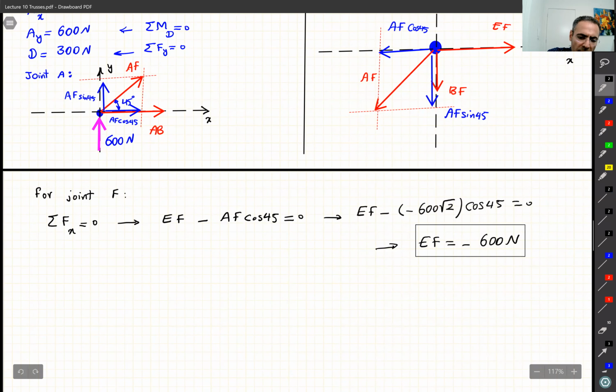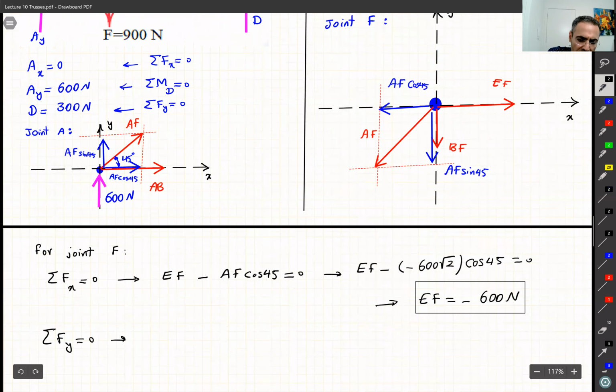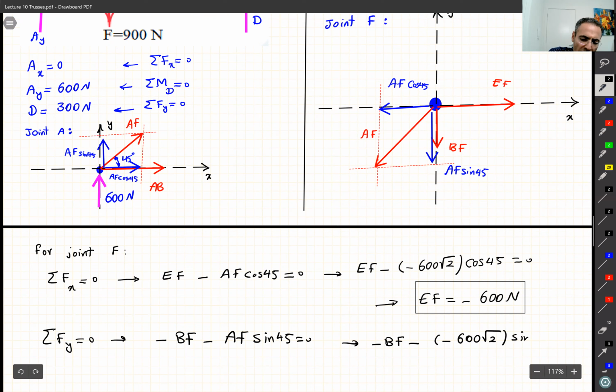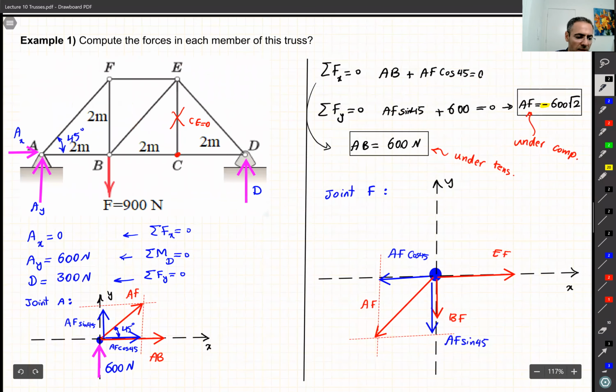And similarly, you write down the sum of the forces in Y equal to 0. Remember, we're looking at this image. So in Y direction, what do we have? We have BF, we have AF sine 45 equal to 0, and minus BF minus 600 square root of 2 sine 45 equal to 0 gives me BF equal to positive 600 Newton. All right. And then the rest, which I let you guys continue, for example joint B.